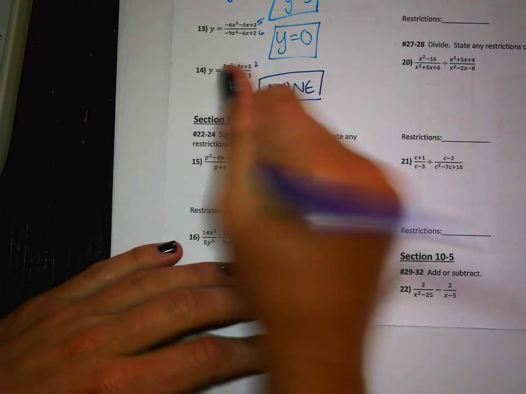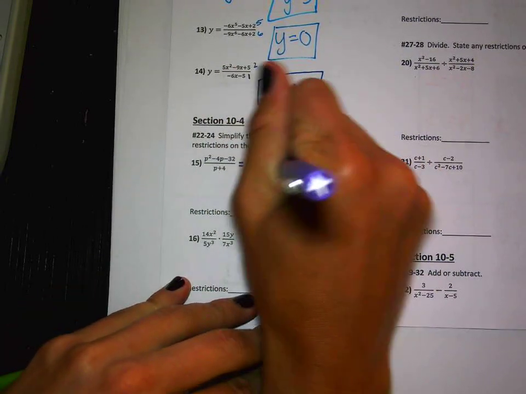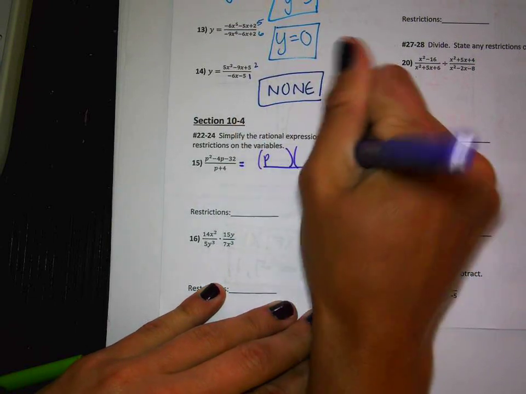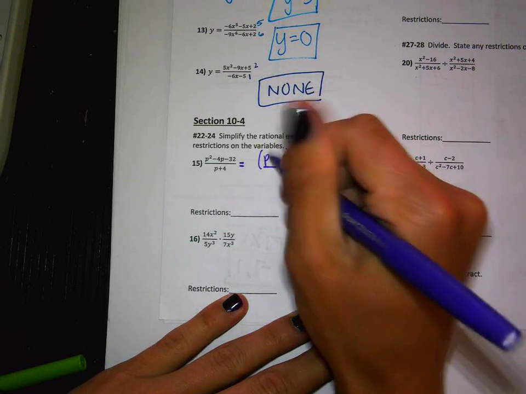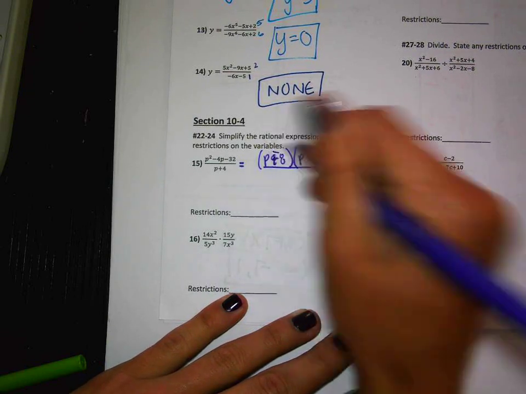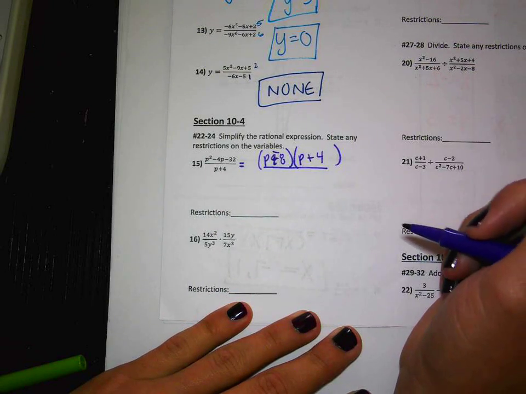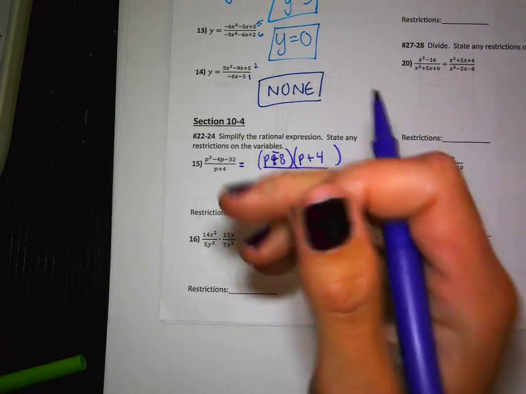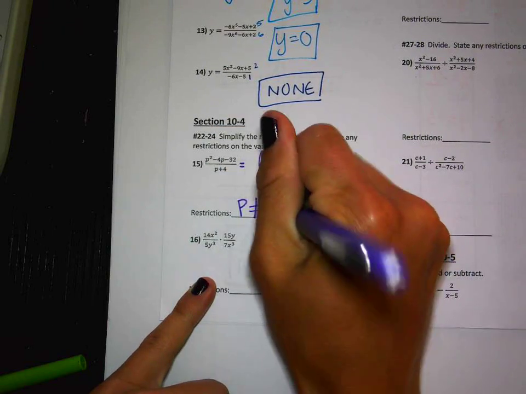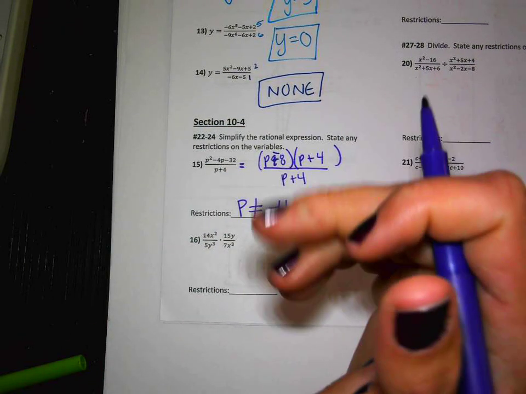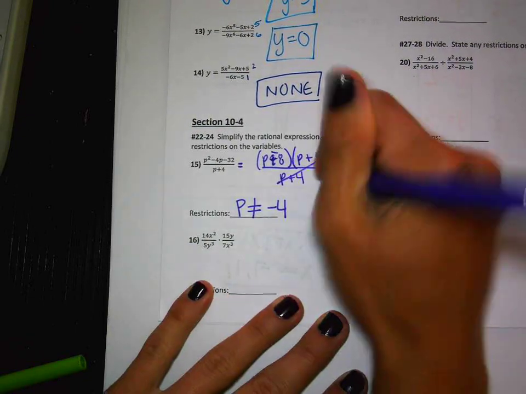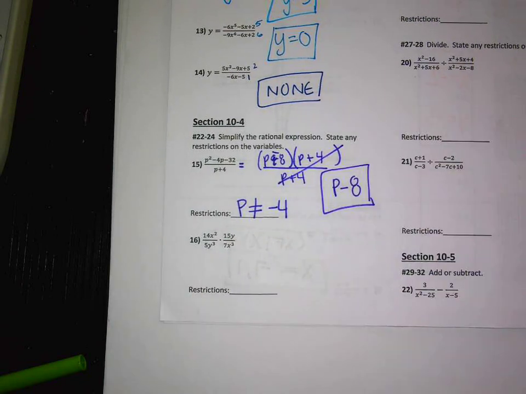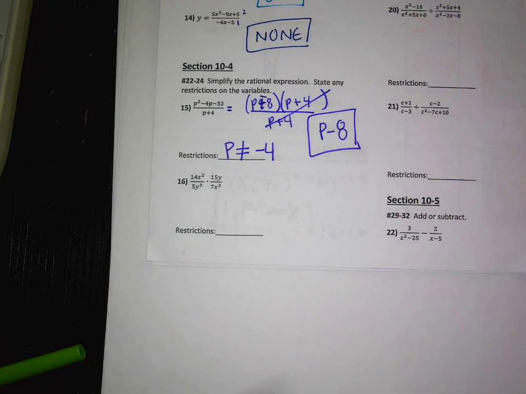Alrighty. Go to number 15. We're simplifying and stating the restrictions here. So we have to factor. What are two numbers that multiply to give me -32 but add to give me -4? -8 and 4. And then I have p plus 4 down here. So first you factor, then do the restrictions. So what are my restrictions? P can't be -4. And then we're going to cross out. What can cross out? The p plus 4s, and so I'm just left with p minus 8.